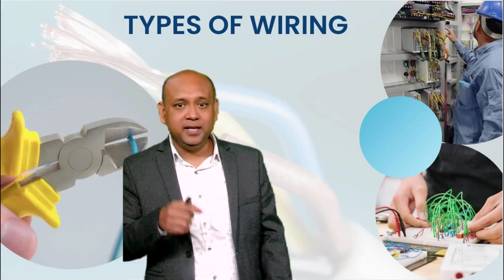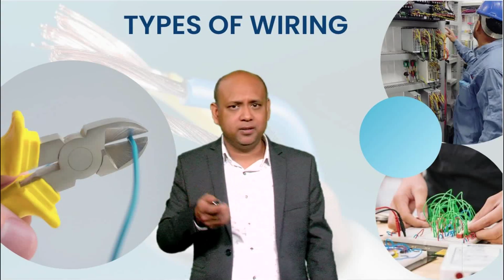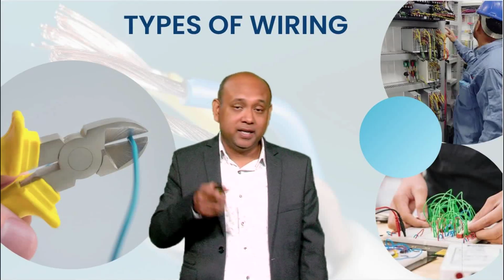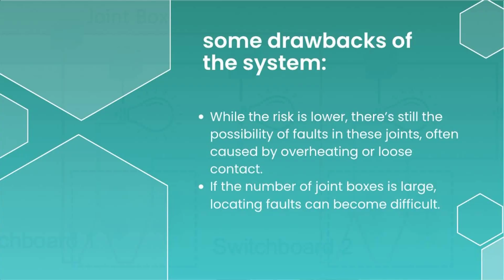This method is better than splicing the cables for joints in many ways. However, this system still has some drawbacks. While the risk is lower, there's always the possibility of faults in these joints, often caused by overheating or loose contact. If the number of joint boxes is large, locating these faults can become difficult and tedious.